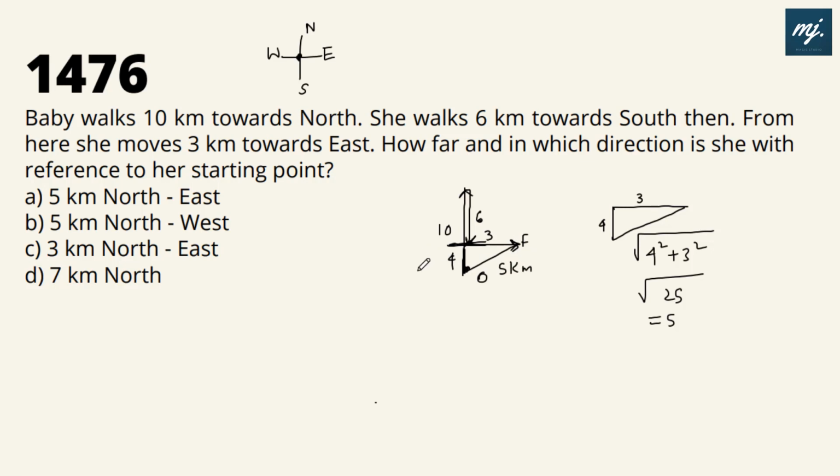Now in which direction is it? If this is the origin, then here we can see is F. This direction is between east and north. This is the northeast direction. So how far? 5 kilometers. And in which direction is C with reference to the starting point? Northeast. So the answer should be 5 km northeast, which is in option A.